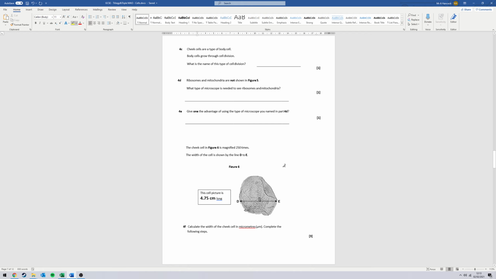4c. Cheek cells are a type of body cell. Body cells grow through cell division. What is the name of this type of cell division? 4d. Ribosomes and mitochondria are not shown in Figure 5. What type of microscope is needed to see ribosomes and mitochondria? 4e. Give one advantage of using the type of microscope you named in Part 4d.